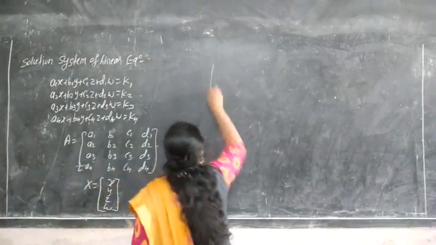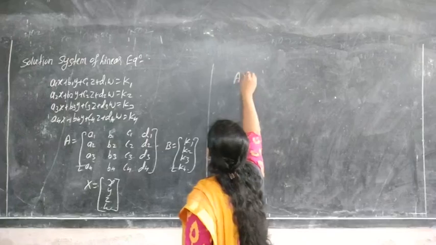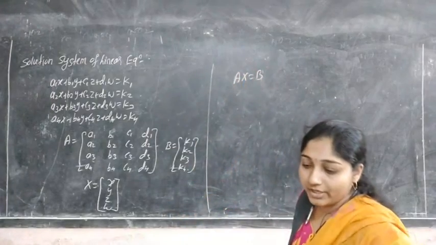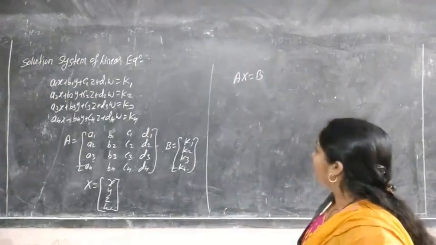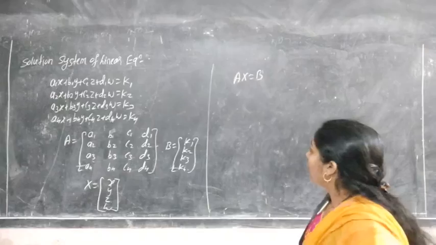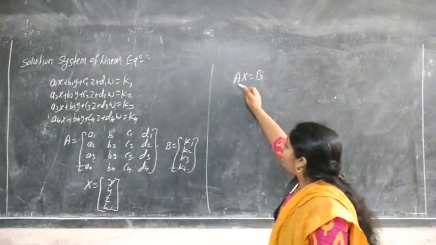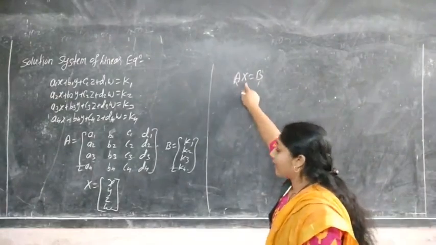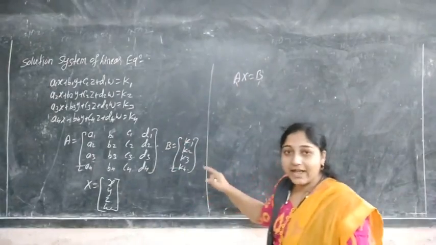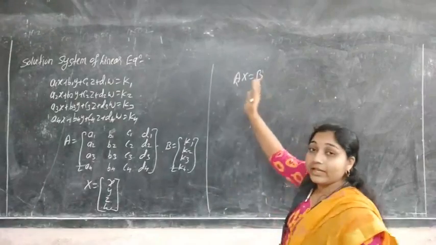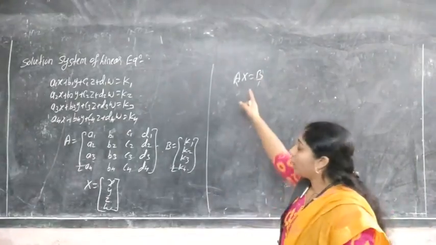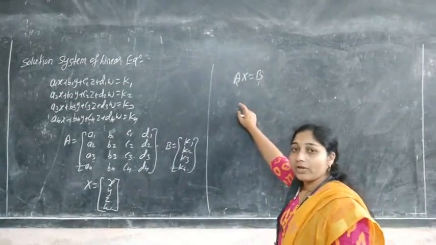Then we have to consider the equation AX is equal to B. Now go on, apply the elementary transformation on this matrix and this matrix. Here X is the variables, we have to keep this matrix as it is. Go on, apply only row transformations. Don't apply column transformations. Only here we have to apply the row transformation.